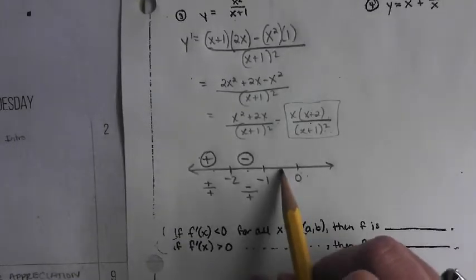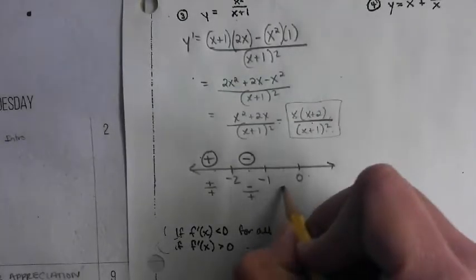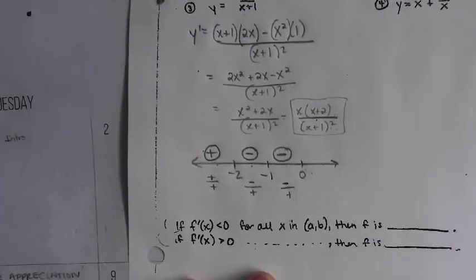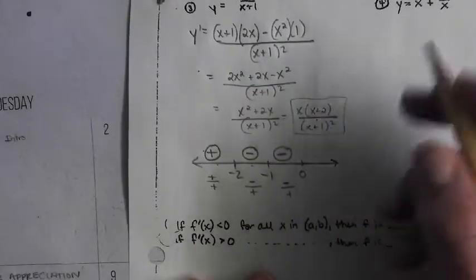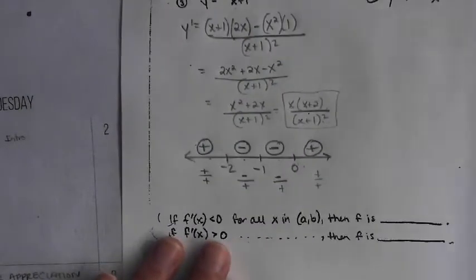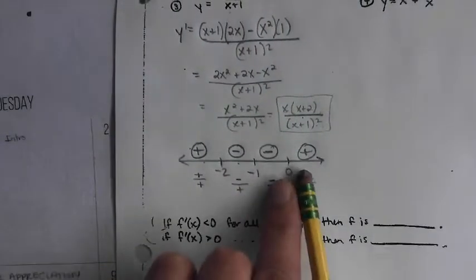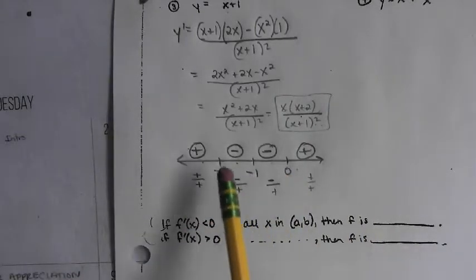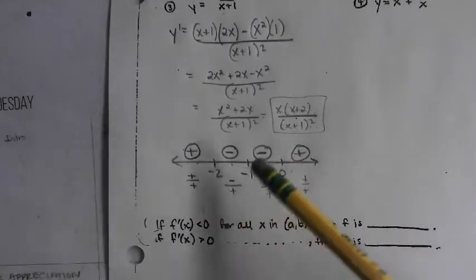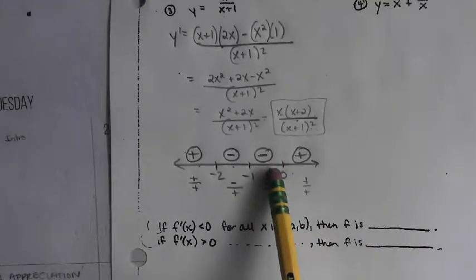If you plug in -0.5, you're going to get a negative times a positive, which is a negative over an always positive denominator, so that's still negative. And if you plug in a positive, you get positive, positive, positive over a positive, which is positive. So as far as our intervals are concerned, we're increasing from -infinity to -2, and we're increasing again from 0 to infinity. We are decreasing from -2 to -1, and we are decreasing from -1 to 0 as well. We are not decreasing at -1 itself, just in the intervals between. So you have to split that up.